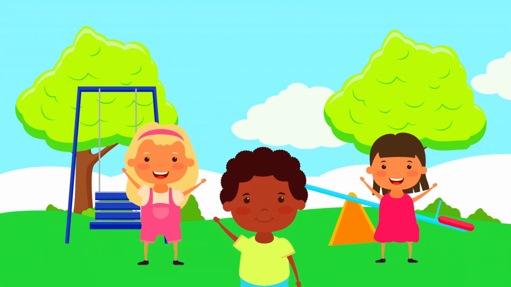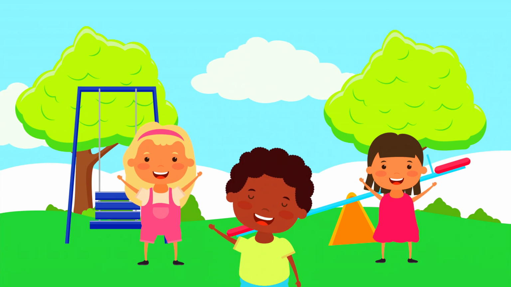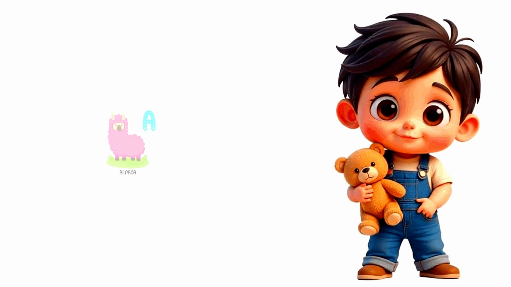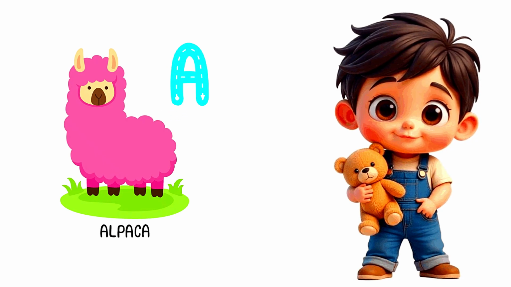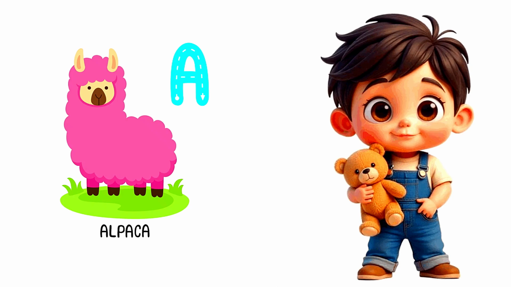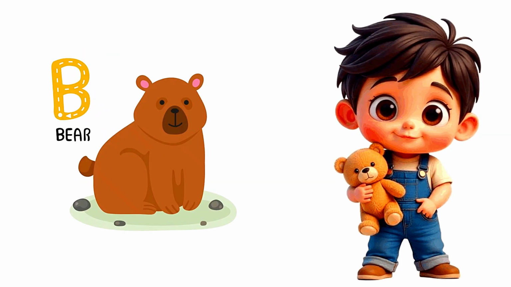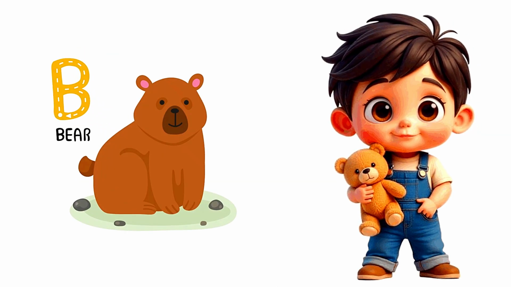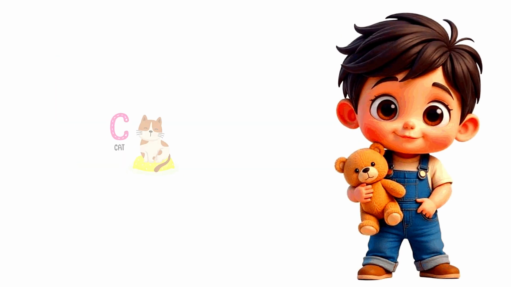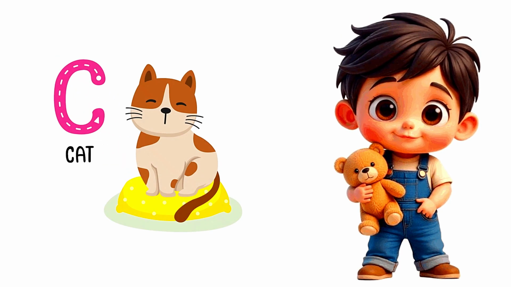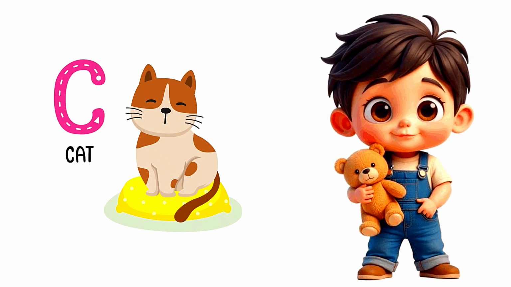Let's learn ABC alphabet with animals. A is for alpaca. B is for bear. C is for cat.